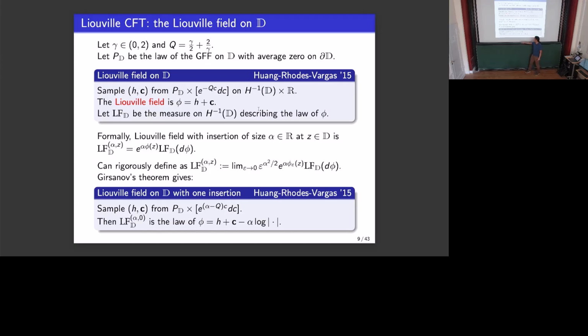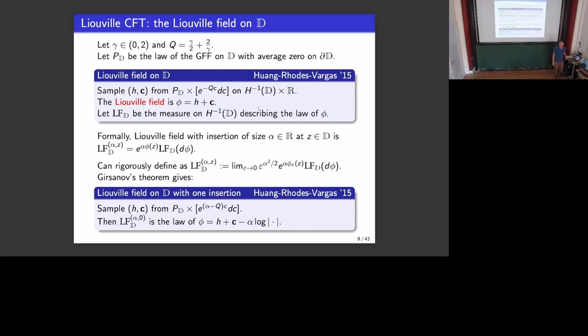You sample a free field, and this constant C from this measure. This is no longer minus Q, C has got this alpha minus Q times C. Then your Liouville field is phi is equal to H plus C minus alpha times the log. So this gives you a logarithmic singularity that blows up at rate alpha when you're close to the origin. So here we're taking Z as 0. Okay, so this is an explicit description of the Liouville field that doesn't use this limiting description.